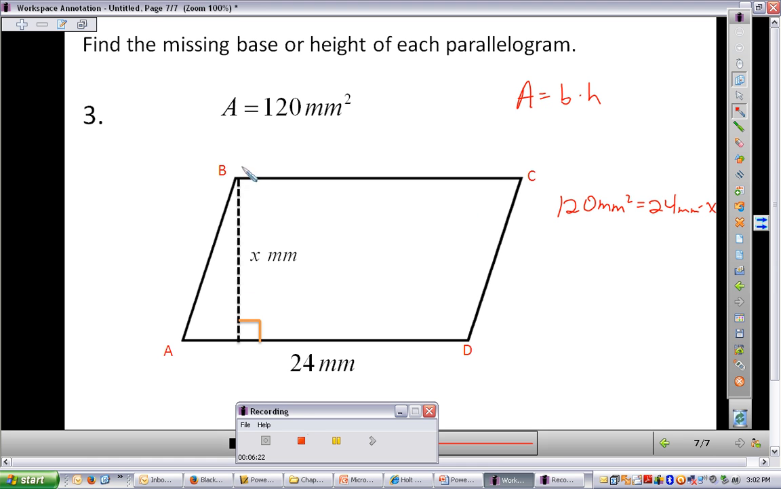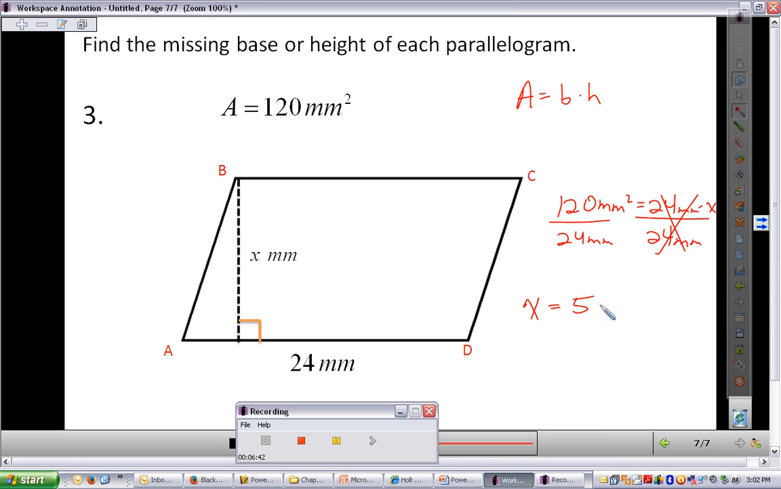So to solve this for x now, that's my height. I want to find that. I need to divide each side by the 24 millimeters. Those cancel out on the right side, so I'm left with x equals 120 divided by 24, which gives me 5 millimeters. So the missing height of this parallelogram would be 5 millimeters.